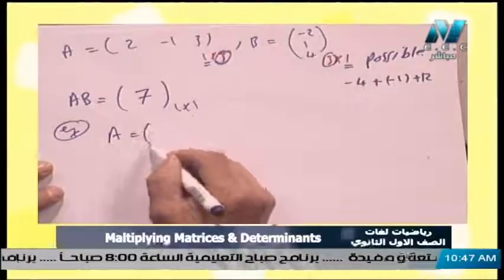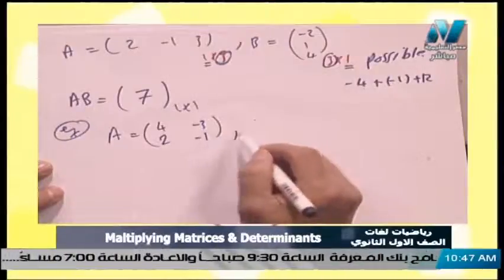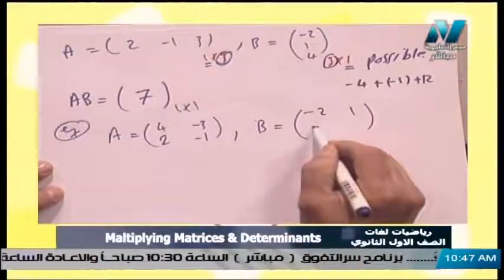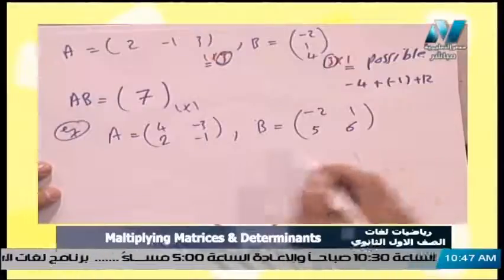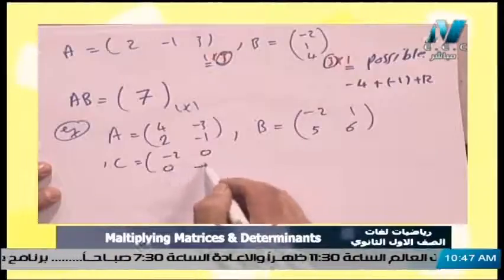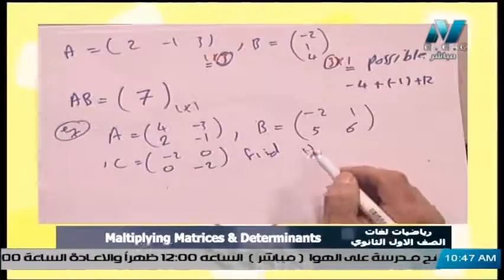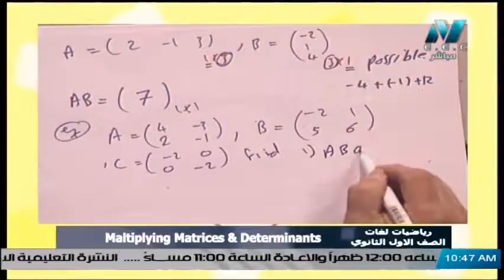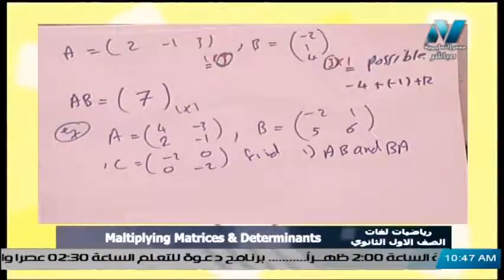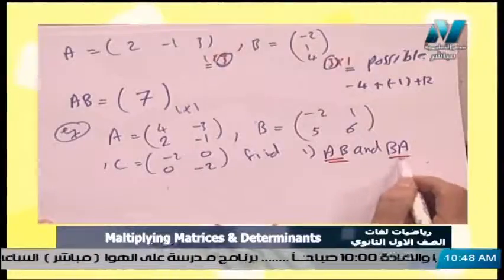A here equals 4, negative 3, 2, negative 1, and B equals negative 2, 1, 5, and 6. And we have C also equals negative 2, 0, 0, negative 2. Find number 1, AB and BA. Okay. First, we will try to find if it is possible to find AB or not, and also BA.